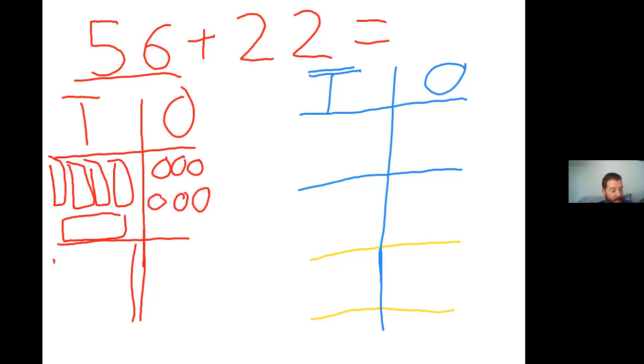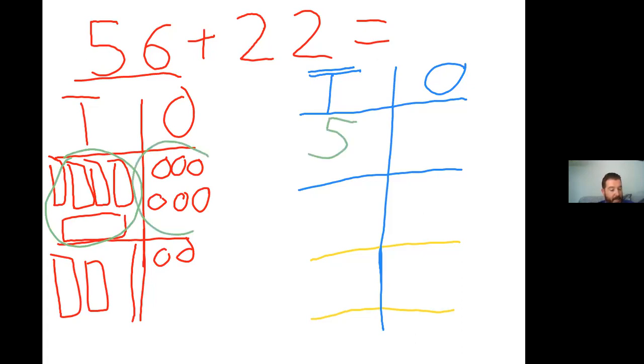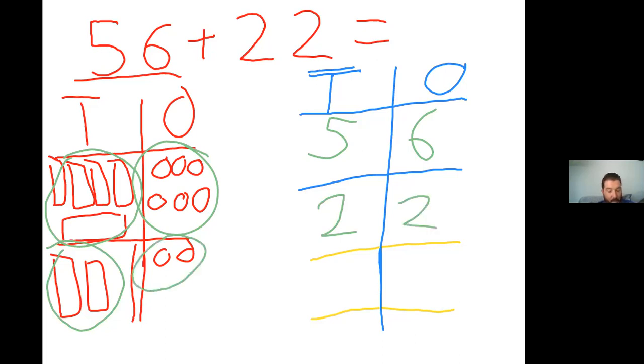And then 2 tens because it's 22. And 2 ones. Then we need to put that information into our blue table. So here we've got 5 tens and 6 ones. And then here we've got 2 tens and 2 ones. Now we can start to add them all together.